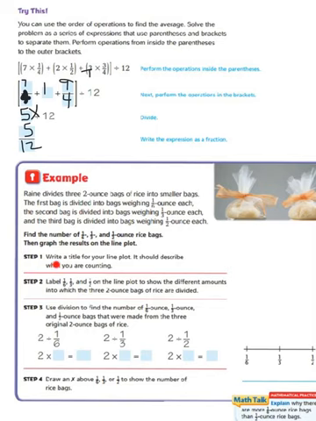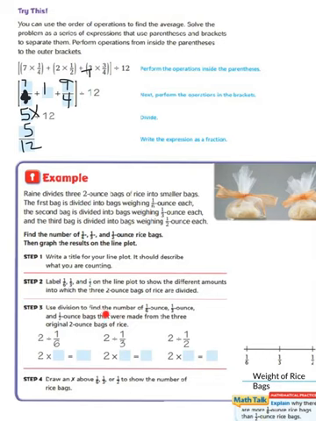So, first step is to write a title for your line plot. It should describe what you are counting. So we are going to go with, down here on our line that shows what we are counting, the weight of rice bags. Now, once we have our title in place, we will come up with step 2. It says to label the 1/6, 1/3, and 1/2 on the line plot to show the different amounts into which the 3 2-ounce bags of rice are divided. Now you see that they've already done that step for us, so then we can move to step 3.